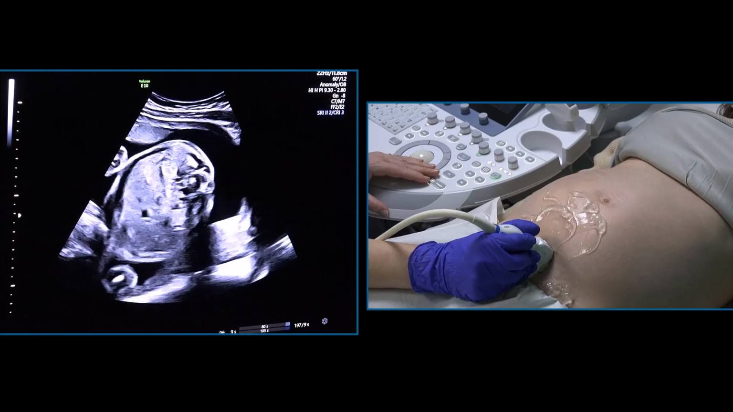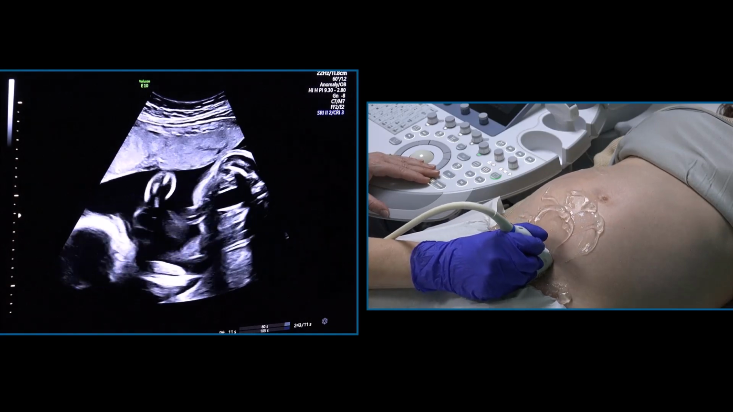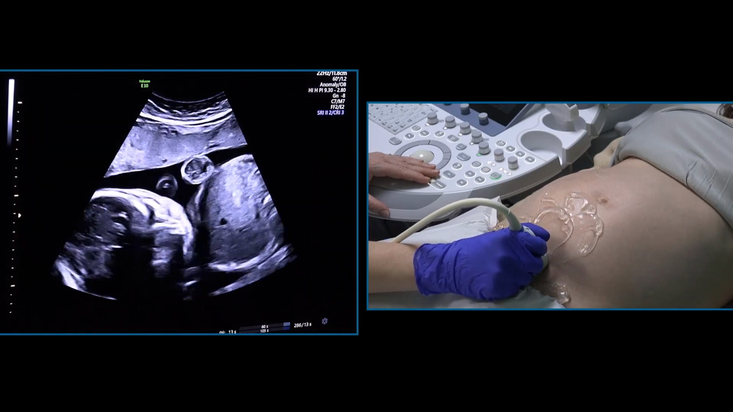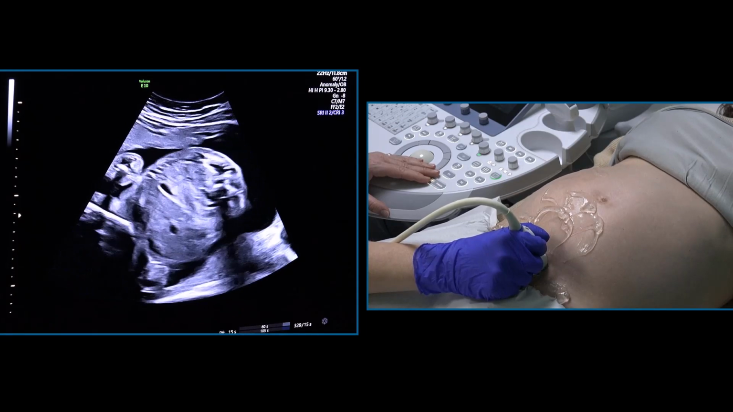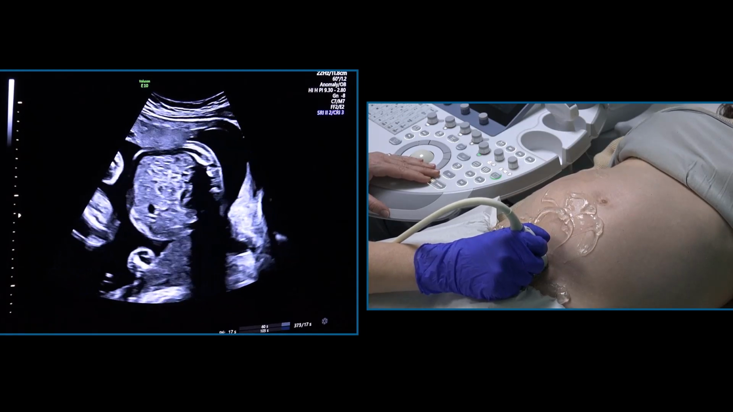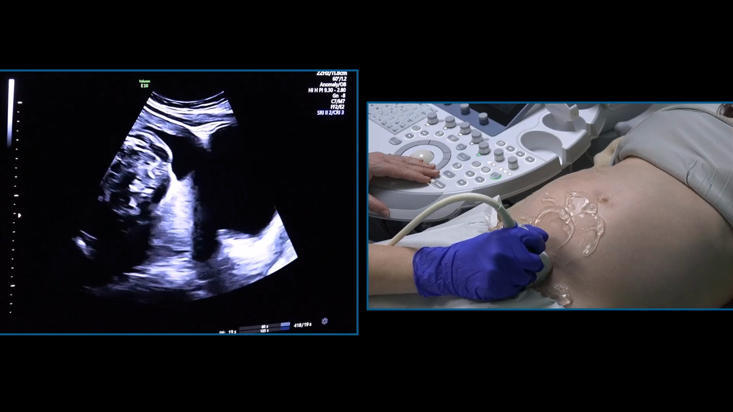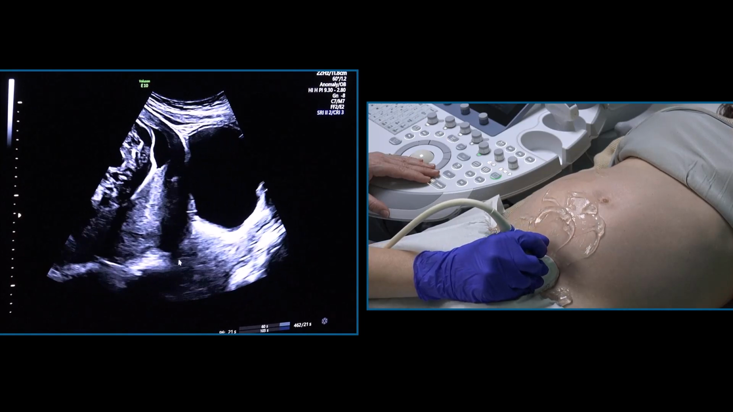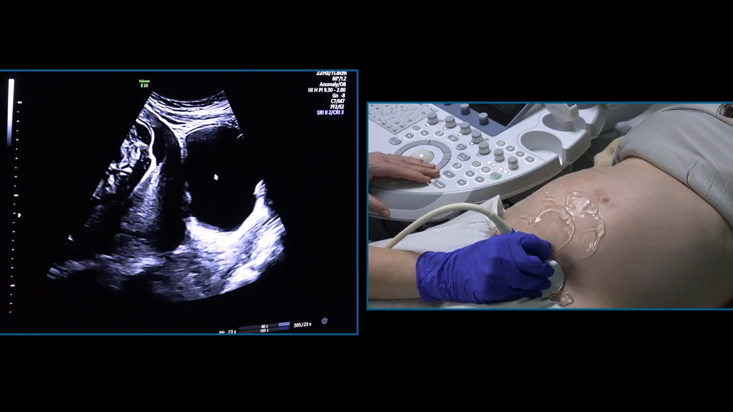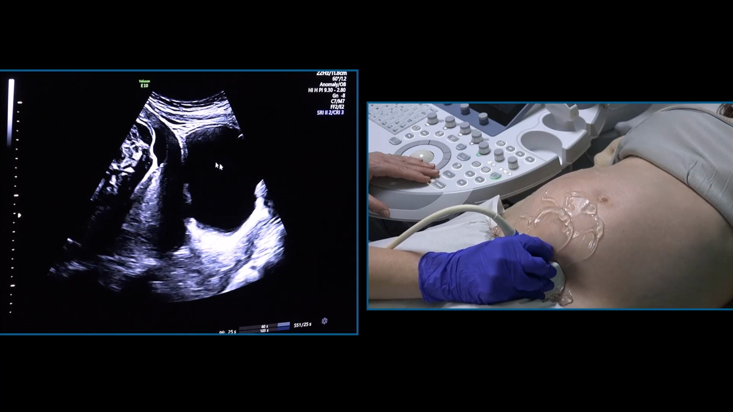So I've just finished examining the baby. We have a lovely live intrauterine pregnancy here of 24 weeks. Everything looks as we would expect. So I now move down to the level of the internal os, which you can just see here. There's the maternal bladder just here.